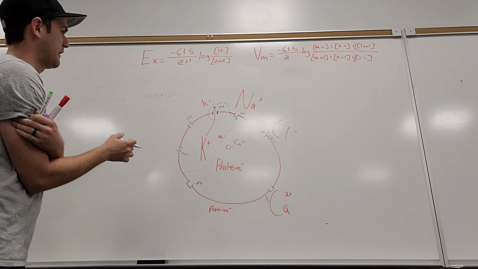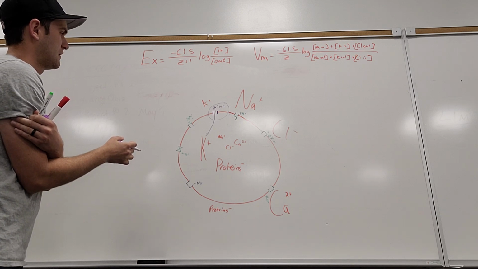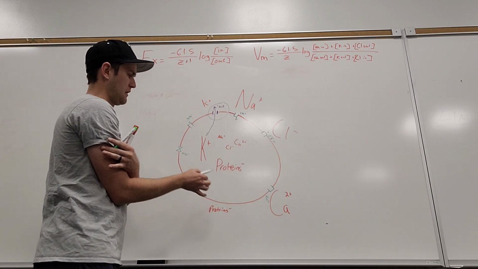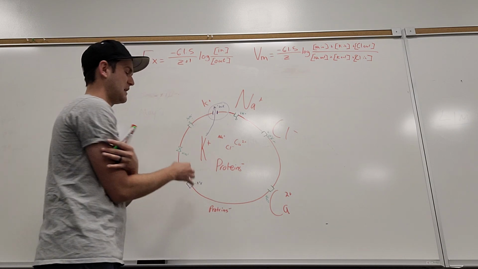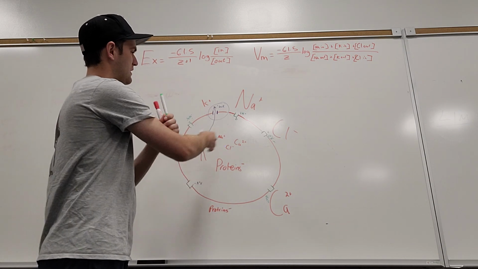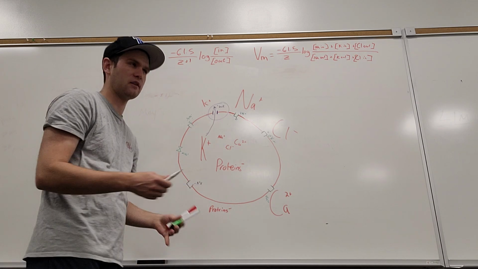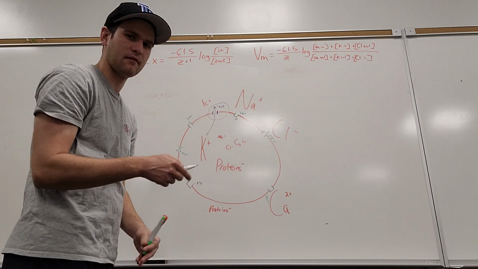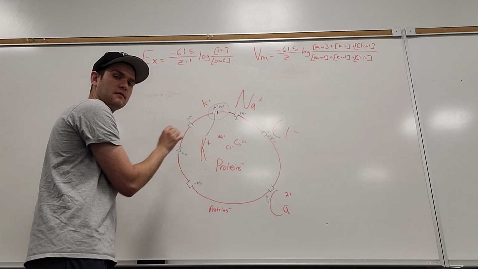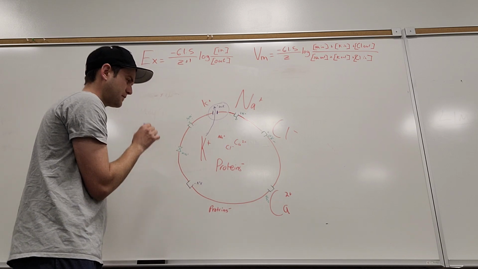So I think we're good there. Because our cell is most permeable to potassium, it's going to have the highest effect on our resting membrane potential. All these other ions will have some effect. They'll leak in there when they can, but not a lot. Potassium is our main contributor to resting membrane potential, okay?